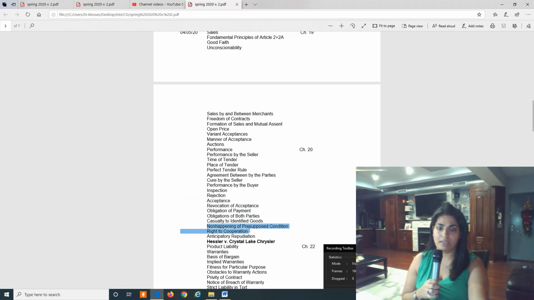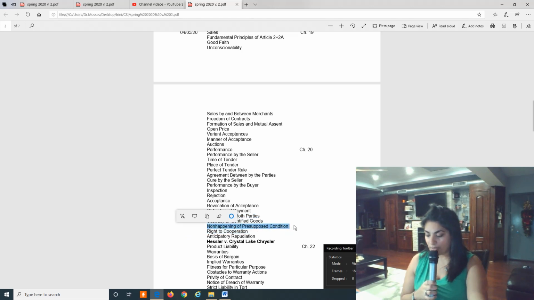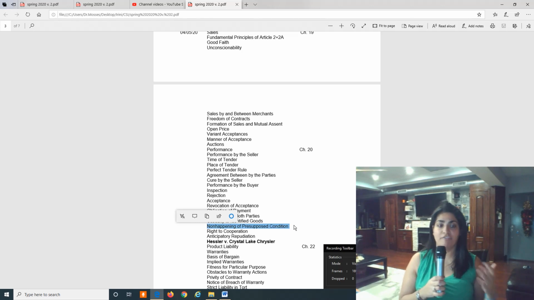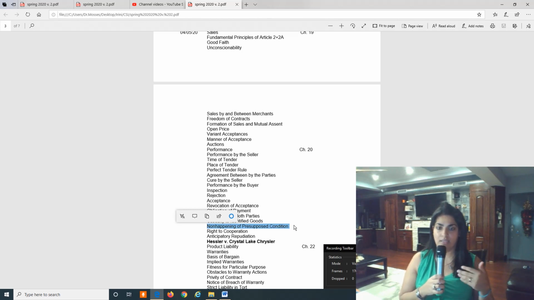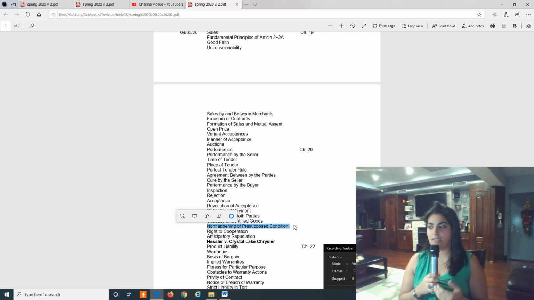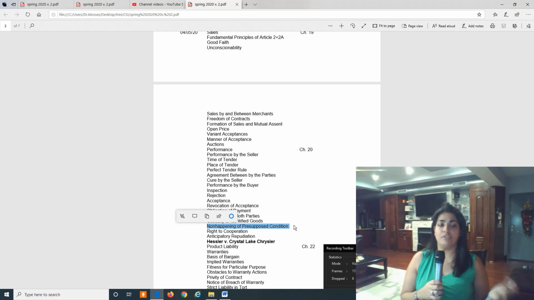Okay, non-happening of a presupposed condition. Well, that clause excuses the duty of performance if an unforeseen supervening event happens. So, if something didn't happen that was supposed to happen, that was a necessity for the contract, well, then it excuses the performance on both parts, meaning both sides kind of get a freebie, a way out, because something happened beyond their control. It's kind of similar, but not so much.